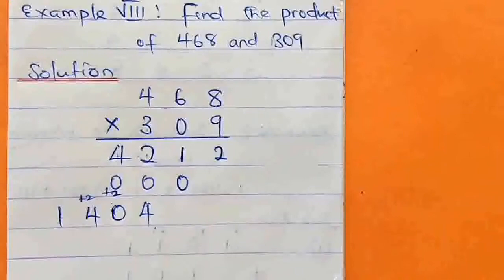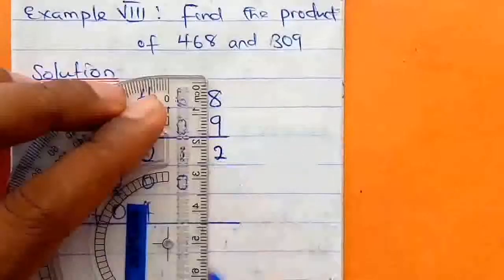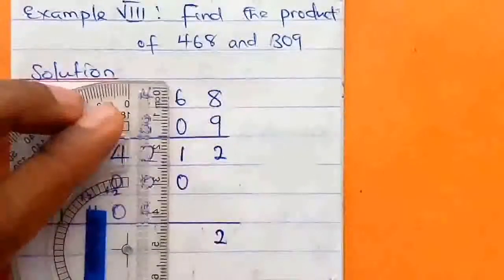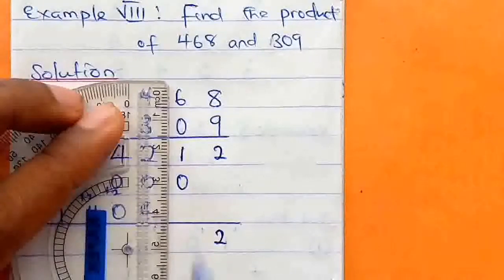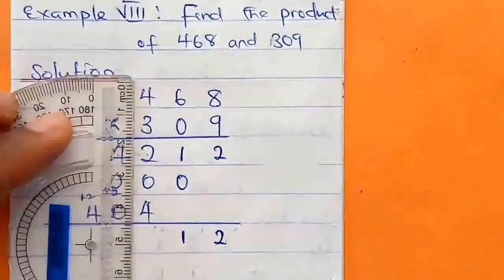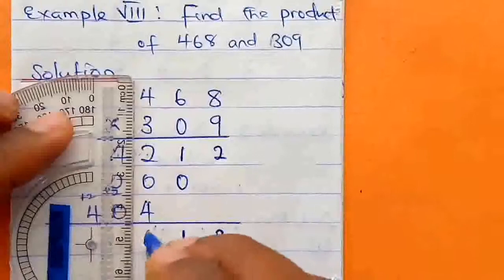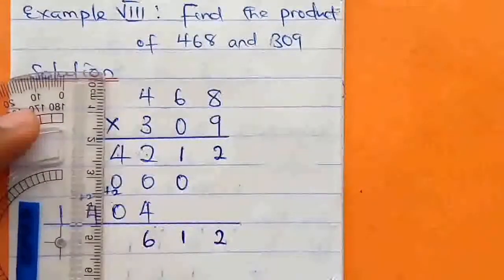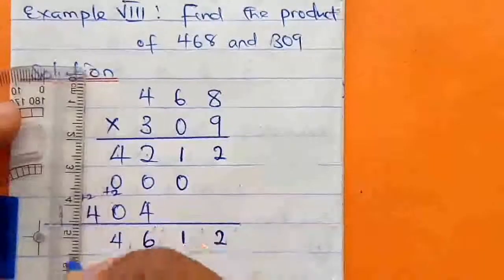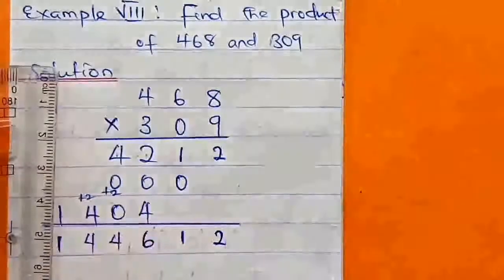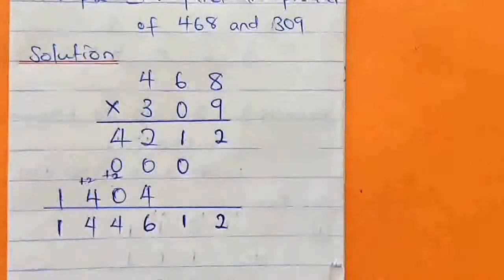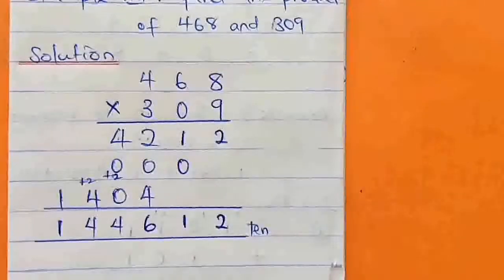Let's sum up the values. We will have 2, 1, 6, 4, 4, 1. This work was done in base 10.